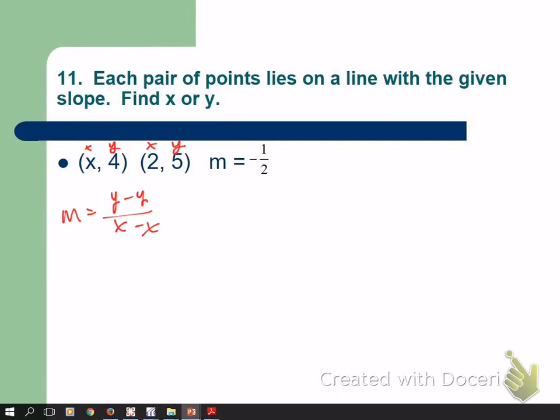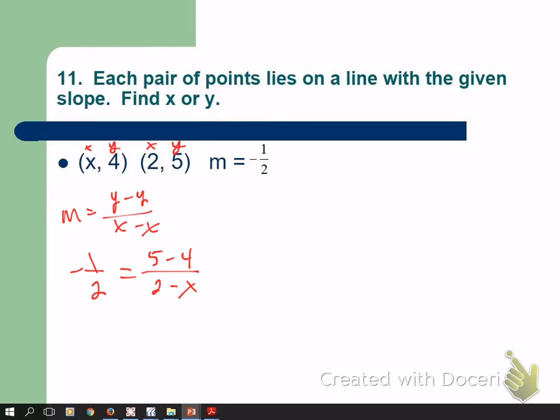The slope is actually -1/2. So we plug that in. The y's are 5 minus 4. Again, it doesn't matter which direction you start with as long as you keep going in the same direction. So 5 minus 4 means I'm going to go 2 minus x. Now, you have what are two ratios. The left-hand side is comparing the vertical change to the horizontal change. The right-hand side is doing the same thing, comparing the vertical change to the horizontal change. Two ratios set equal to each other is a proportion.